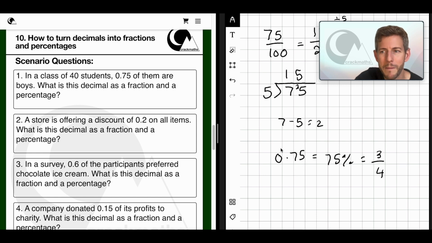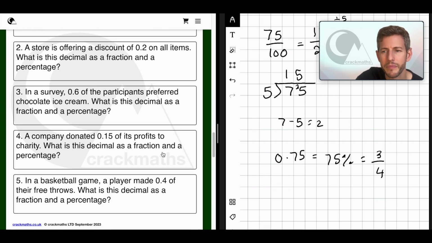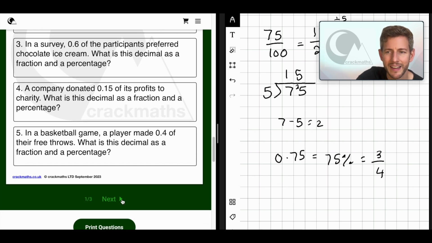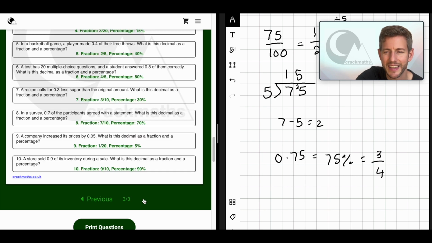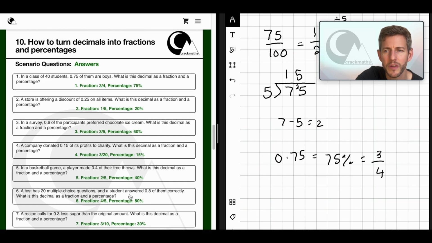Okay, so now remember, if you want to check your answers, you can scroll to the end and click next again. And here we go. If we look at the top, we can see the answers are here, and I can confirm that 0.75 was indeed 3/4, which was also 75%.